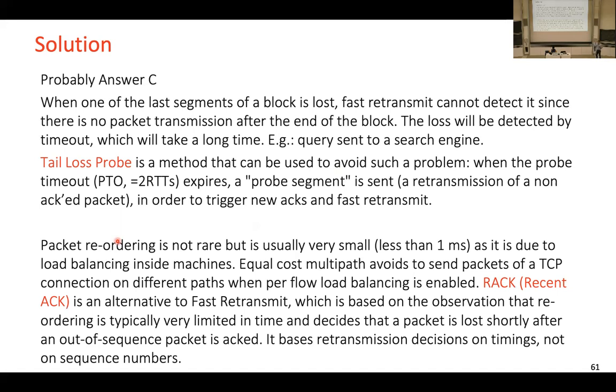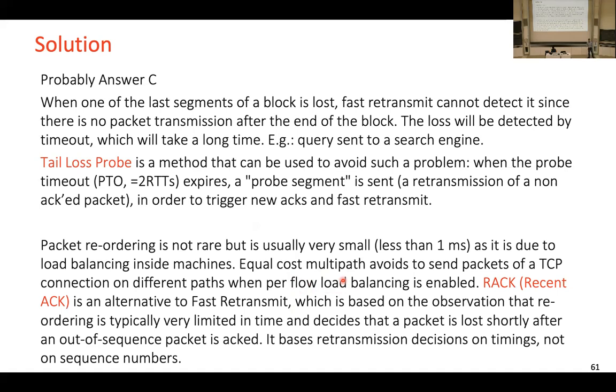In this case, you will have a reordering that will happen. This is due to load balancing inside the machine. So it can be avoided a bit with the per-flow load balancing option. If this option is enabled, if you have equal multipath, it means that you have two paths which have exactly the same cost. With per-flow load balancing, for one TCP connection, you will send the packets only on one path, and not on both paths.